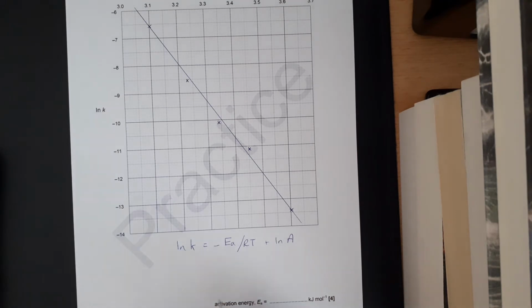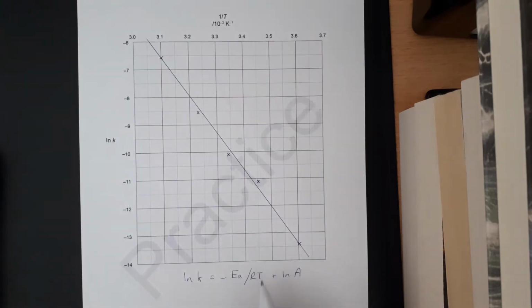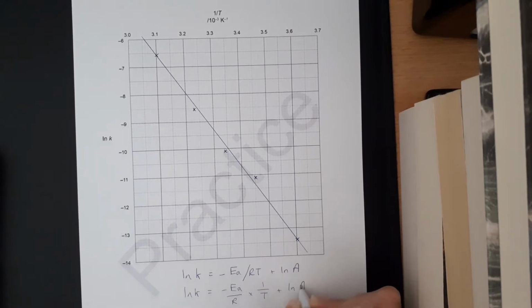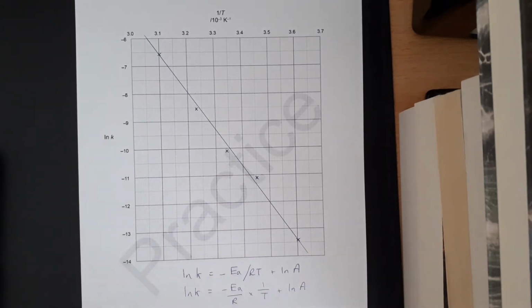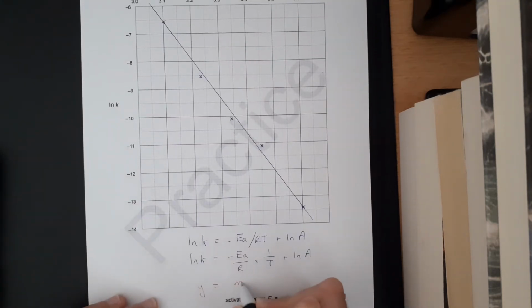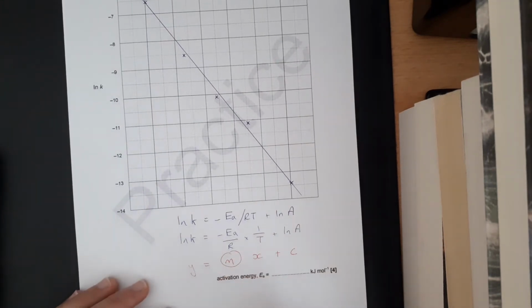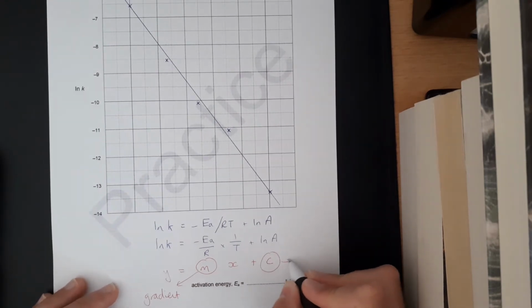And to get it into that format, we just need to change this slightly. Okay, this is our y value, but you can see that our x value is 1 over t. So I'm just going to separate out this term, and we're going to write it as minus EA over R times 1 over t. Okay, and then hopefully you can see then that that is in the format of y equals mx plus c. Okay, this is our x value, this is our y value. Why is that helpful? Well, because m and c actually represent things. Okay, m is the gradient of the graph, and c is the y-intercept.